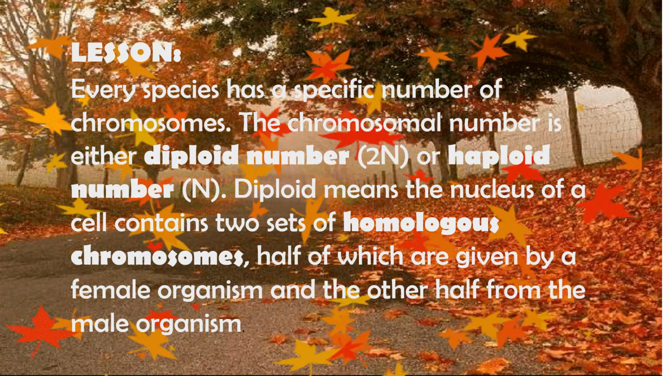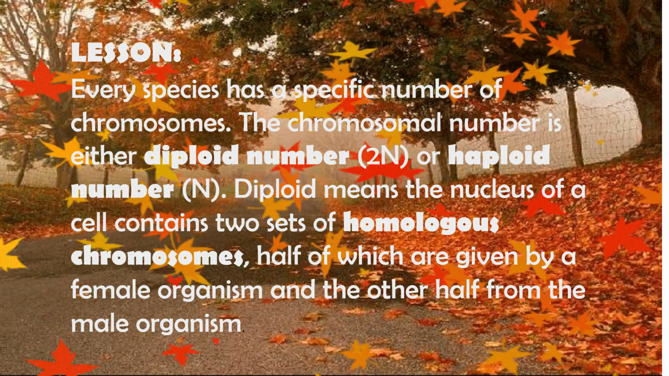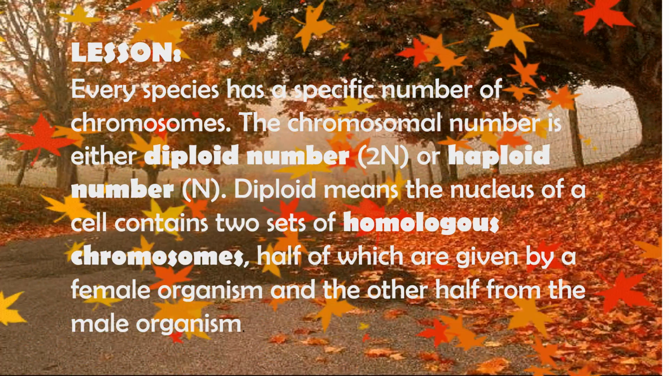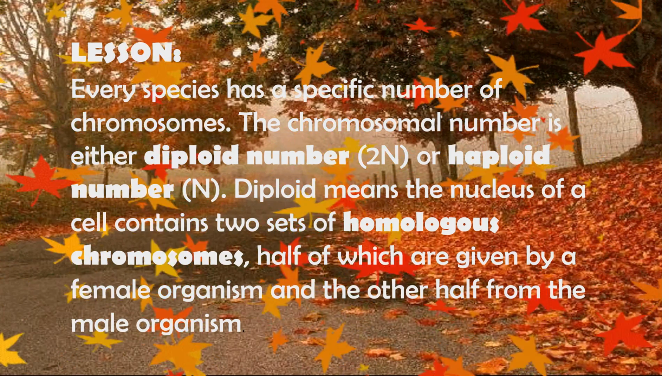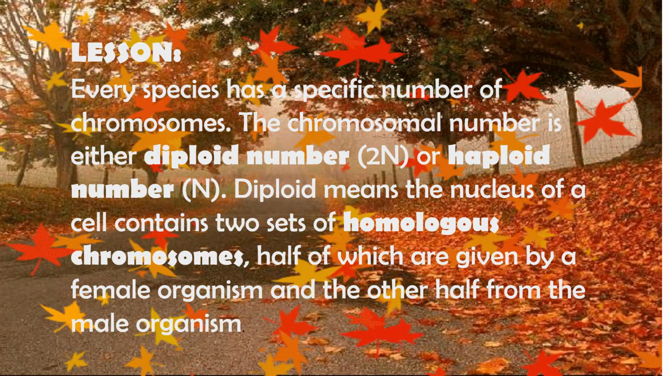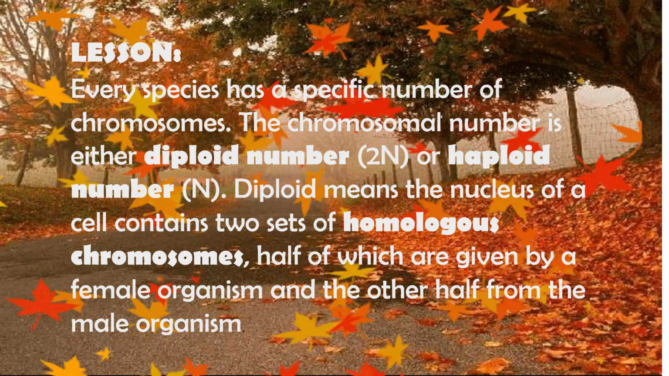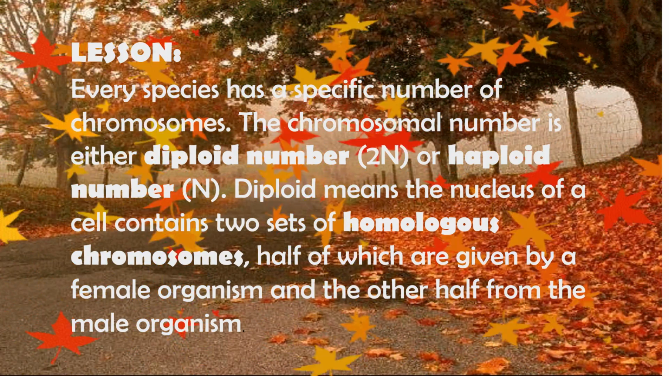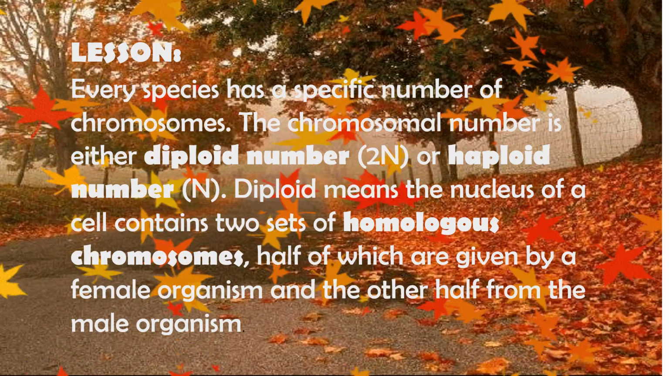Every species has a specific number of chromosomes. The chromosome number is either the diploid number, which represents the 2n, or the haploid number that represents the n. When you say diploid, it means the nucleus of a cell contains two sets of homologous chromosomes, half of which are given by a female organism and the other half from the male organism. I hope it is clear.